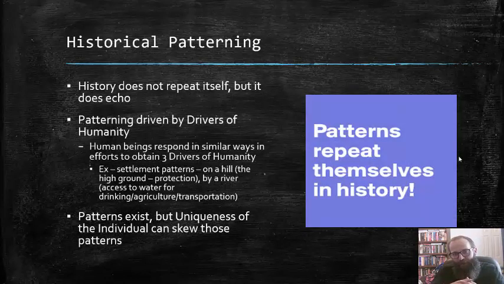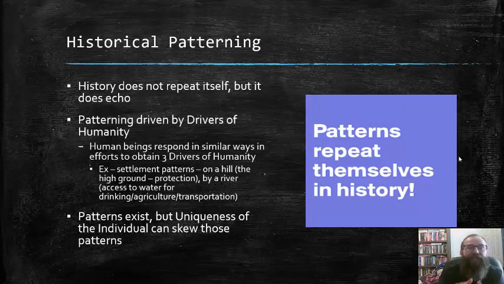The last one we'll talk about in this presentation is historical patterning. Now, I'm sure many of you have heard the old saying that, if one does not learn from history, then one is doomed to repeat it. And there is some element of truth in that statement. However, history does not necessarily repeat itself, but it does echo.